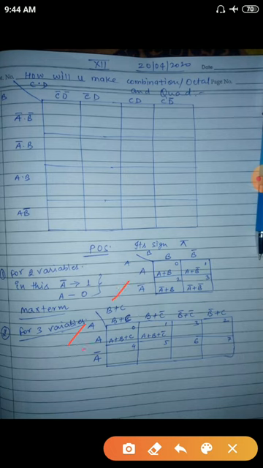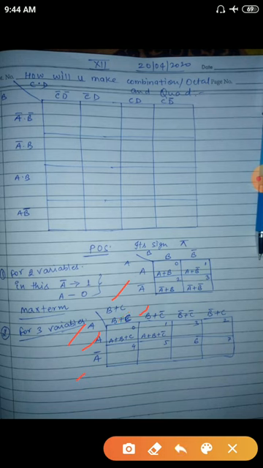So same thing here. First one will be A, second one A bar. So here you can see in SOP you take here B dot C, na, B bar dot C bar. But in this one, reverse of that. B bar ki jagah B ho jayega, dot ki jagah plus ho jayega, C bar ki jagah C ho jayega.